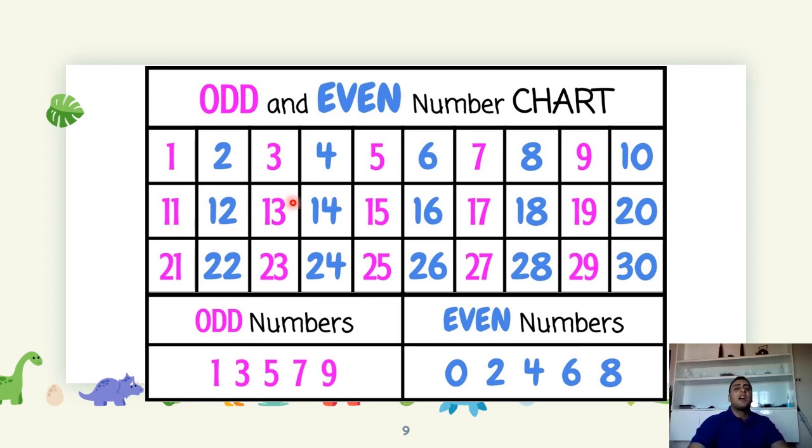Let's see. A random number here. 26. What is this digit? The one on the right. It's 6. So tell me, 26, is it odd or even? It's even. Very good because of this. See?